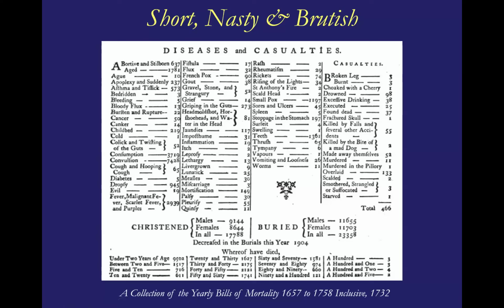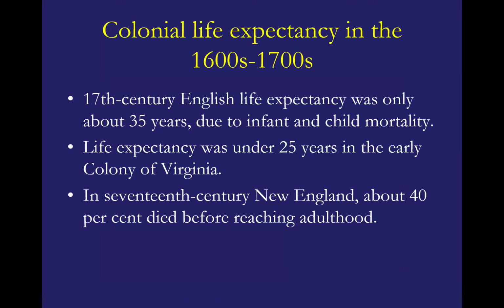And obviously now we have immunizations, we have clean water, we have antibiotics. All of those things have fundamentally transformed our health history compared with our ancestors. And when you look at life expectancy back in the 1600s and 1700s, life was short, nasty, and brutish. 17th century life expectancy was only about 35 years. That was English life expectancy, mainly due to that infant and child mortality rate. Once you got into the colonies, it was even worse. So life expectancy was under 25 years of age in the early colony of Virginia.